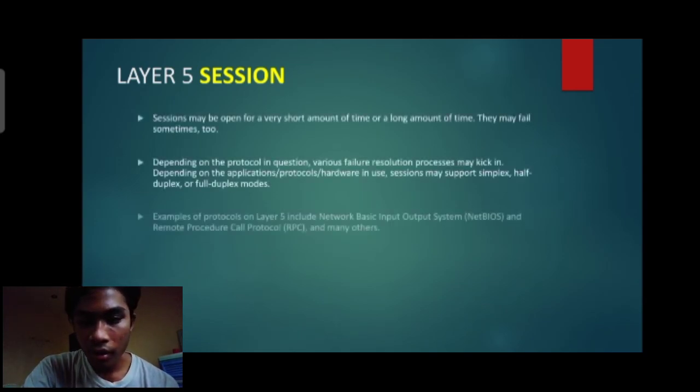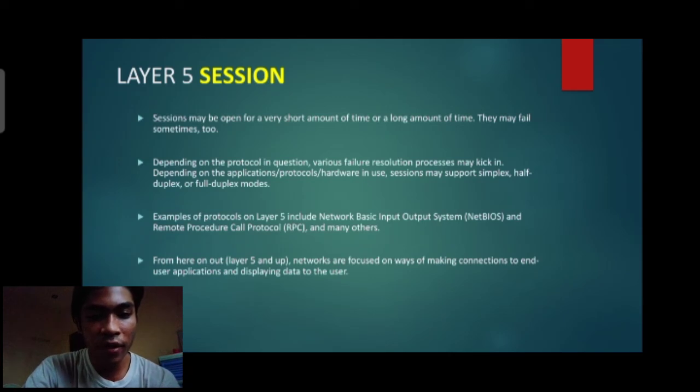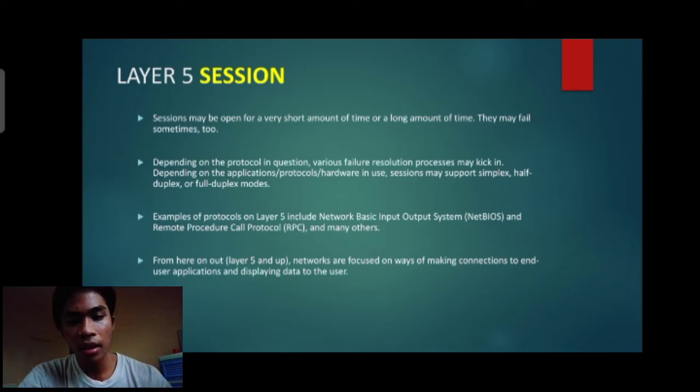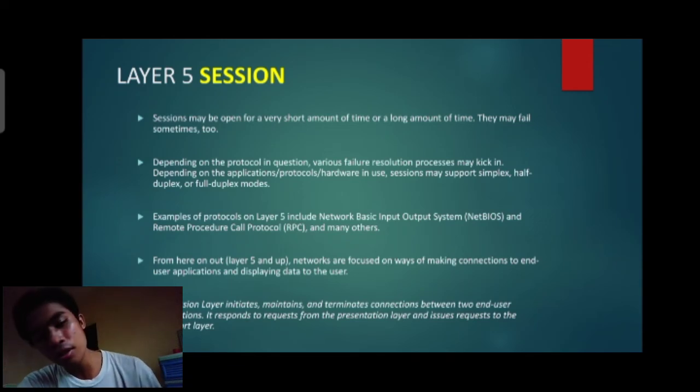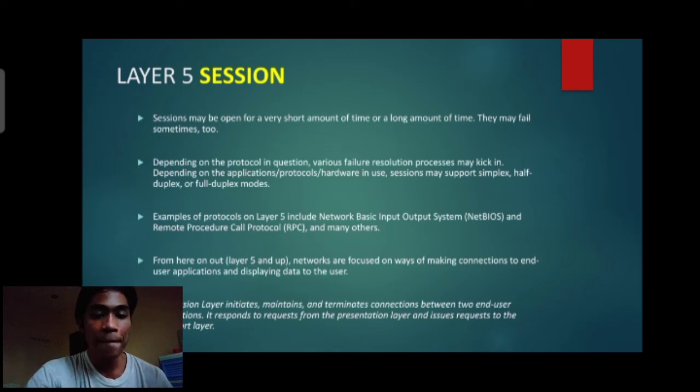Sessions may be opened for a very short amount of time or a long amount of time. They may fail sometimes too, depending on the circumstances. So the session layer initiates, maintains, and terminates connections between two end-user applications. It responds to requests from the presentation layer and issues requests to the transport layer. In short, to be easily understood, a session layer acts like the gatekeeper between the nodes.